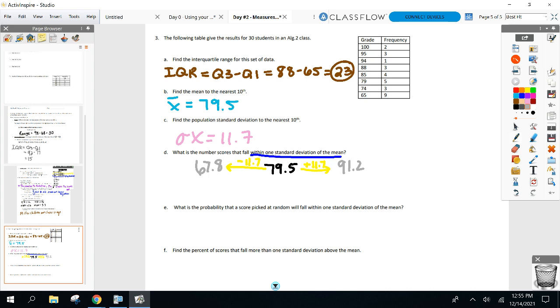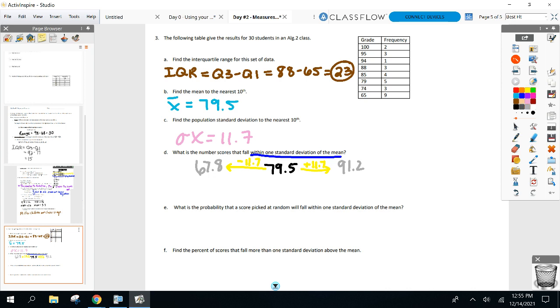So how do you write that? Is that it? Well, that's not my answer though. It says how many scores fall between this. So I need to figure out how many scores are between those. But I got to figure out my boundaries. So I subtract one standard deviation and add it. You guys tell me what else is in this problem that can help me figure out how many scores are between here. The table.